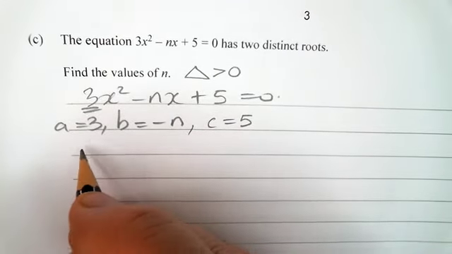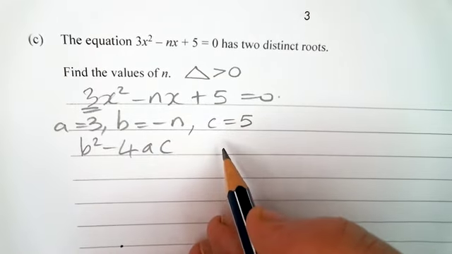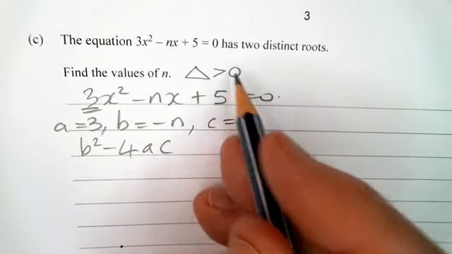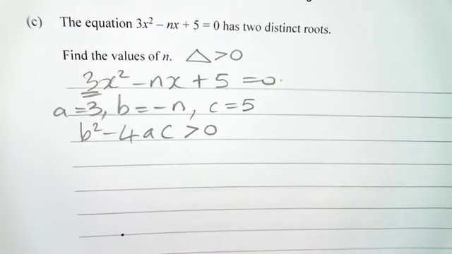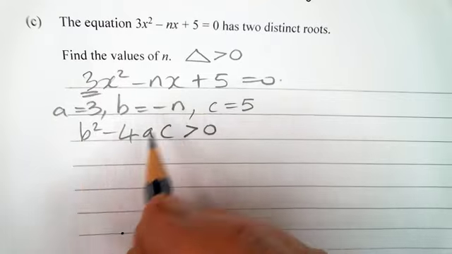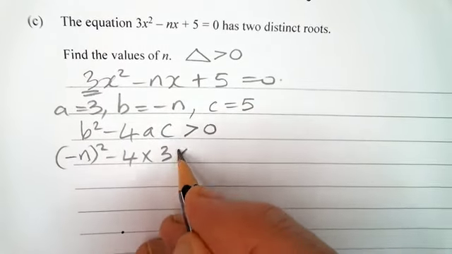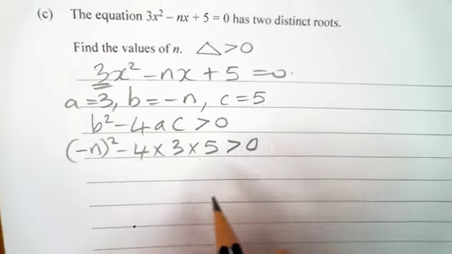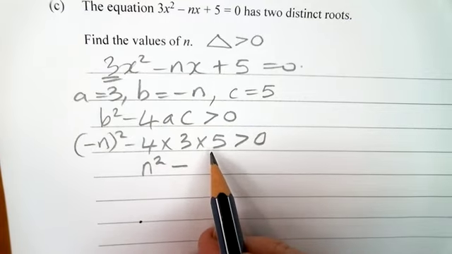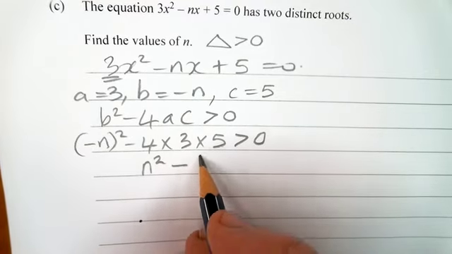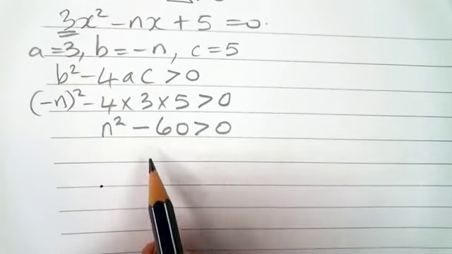So let's write the discriminant. We've got b squared minus 4ac, and this time let's write greater than 0, although I just really want to find the critical values to start with. So b is negative n, squared, minus 4 times a is 3, c is 5, that's going to be greater than 0. So we've got n squared minus, 3 times 5 is 15, times 4 is 60, greater than 0. So there is our tentative little equation here.